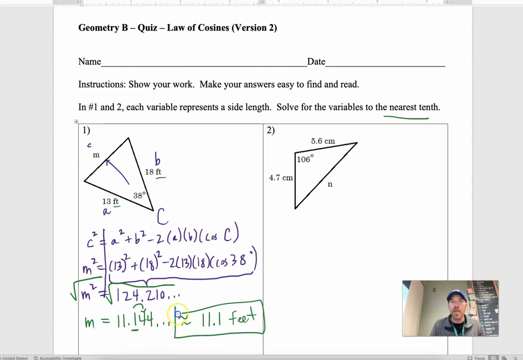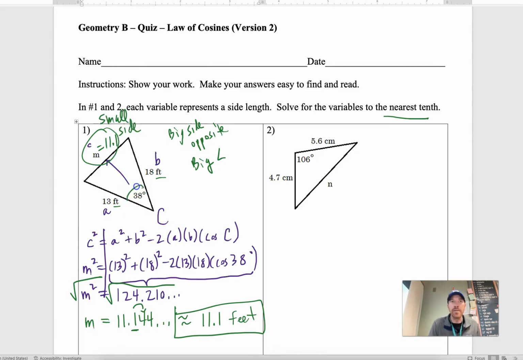Let me think here. We could talk about, is 11.1 reasonable for this result? Based on what we know, that's difficult. Based on what we've done in class, that's difficult because we've related big side is opposite big angle, and small side is opposite small angle. And right now I only have one angle, so it's to say, well, hey, this is the small side.